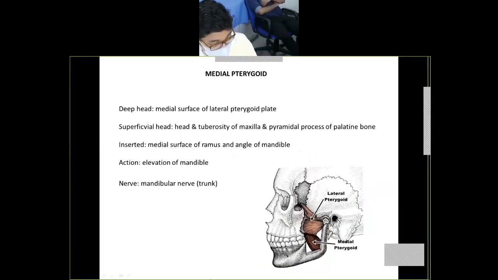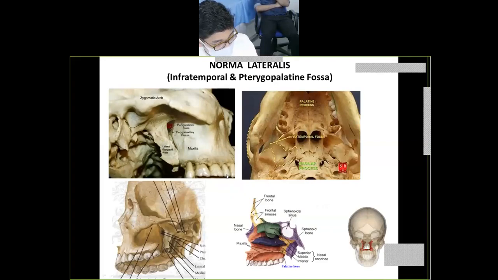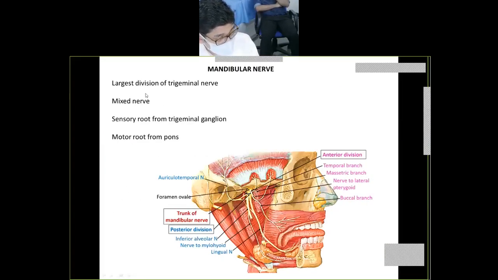Again, I'll show you. Foramen ovale, spinosum, rotundum, superior orbital fissure. So the trigeminal nerve will lie like here: ophthalmic division, maxillary division, mandibular division. This is the largest, the mandibular division. It's a mixed nerve, both sensory and motor. There are two roots, one sensory and one motor. Just remember that. When it comes out from the foramen ovale, both of them join to form a single nerve.